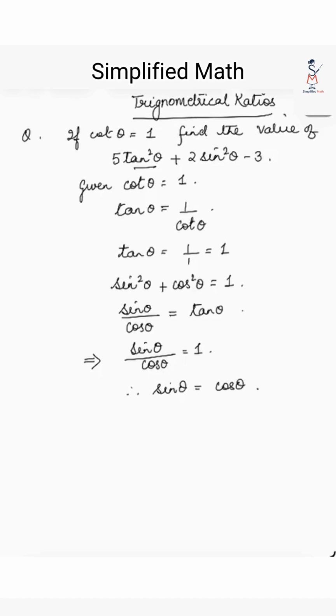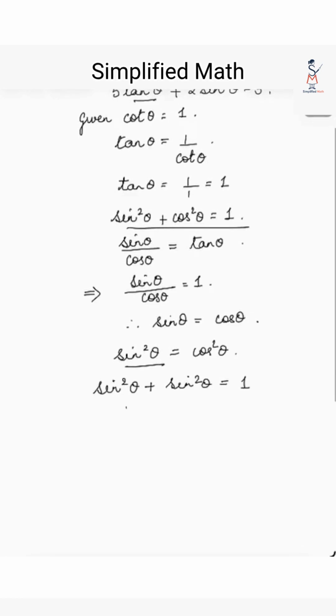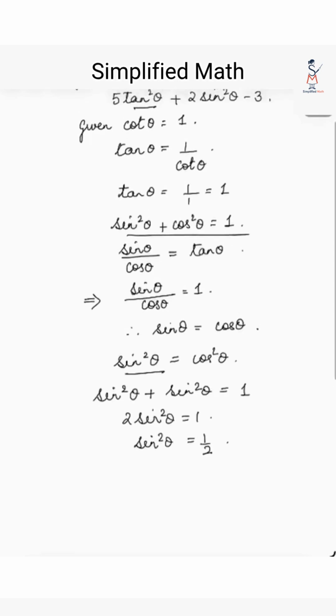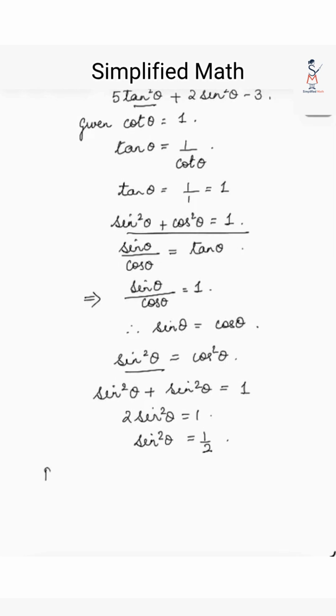If sin theta is equal to cos theta, that means sin square theta will also be equal to cos square theta, right? So we will put the value in this equation. That is, we can write it as sin square theta plus sin square theta is equal to 1. In place of cos square theta, we will write sin square theta. So 2 sin square theta is equal to 1. So what will be sin square theta? 1 by 2, right?